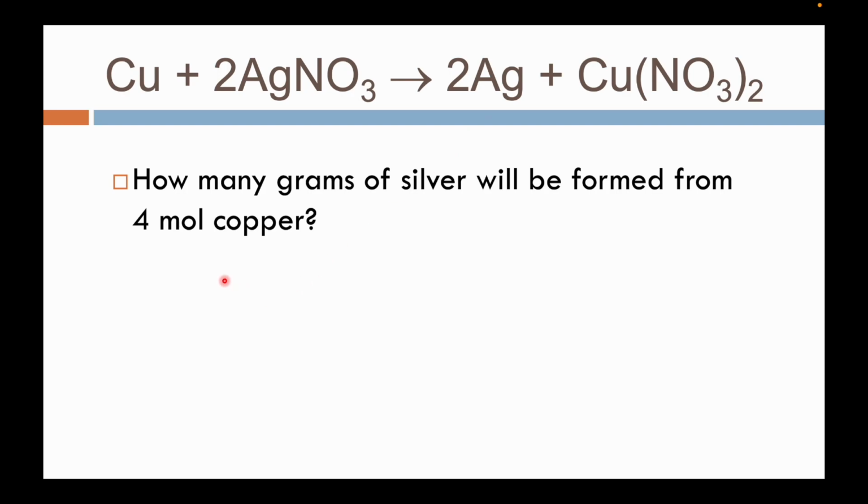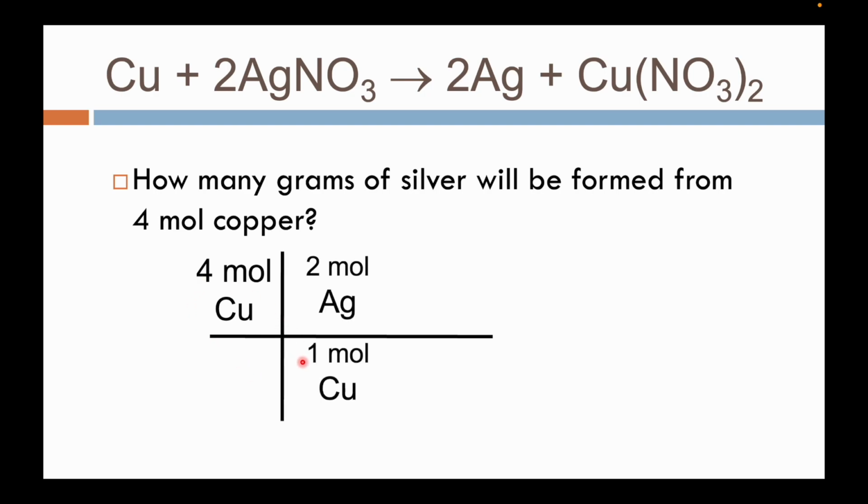I'm going to start the problem the same way I did before. I'm going to start with 4 moles of copper, and then my next step is going to be that coefficient ratio of 1 mole of copper to 2 moles of silver. You can cancel that out, and now you're in moles of silver. Now, unfortunately, moles of silver is not what we're looking for. We're looking at grams of silver.